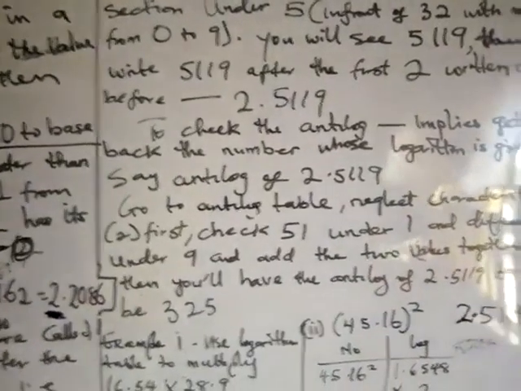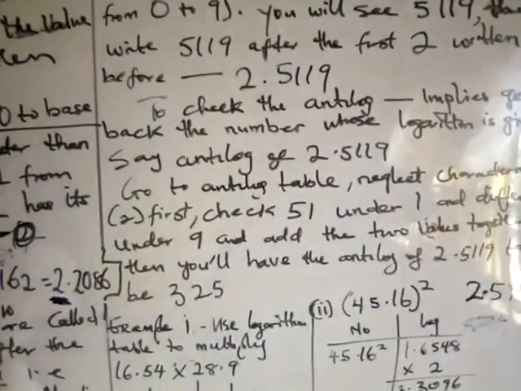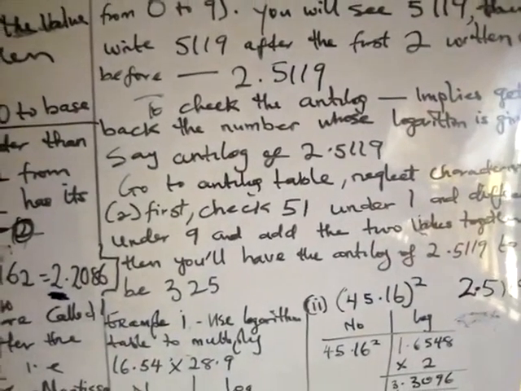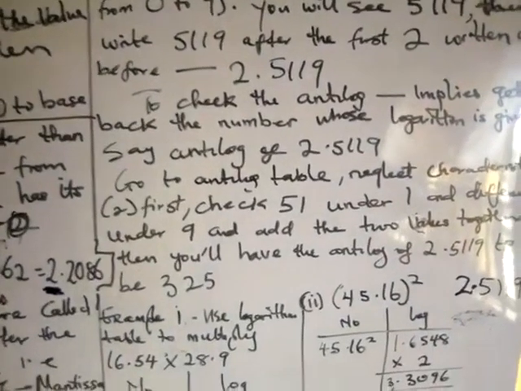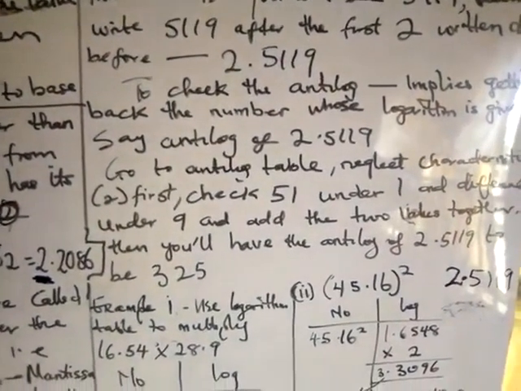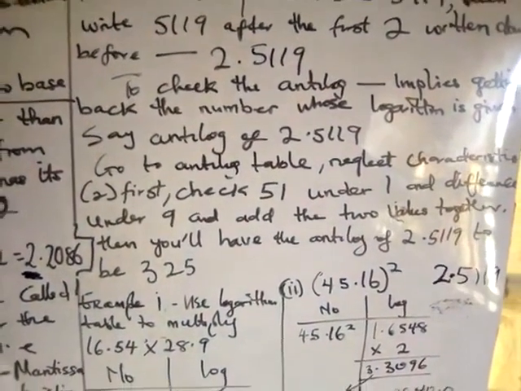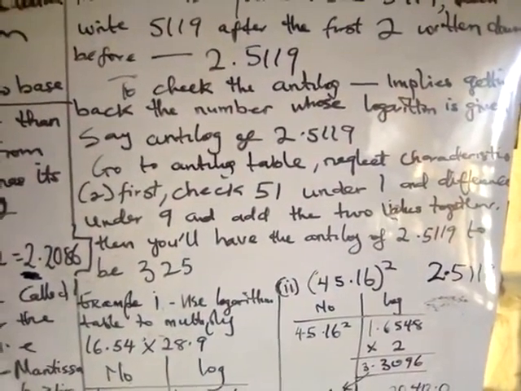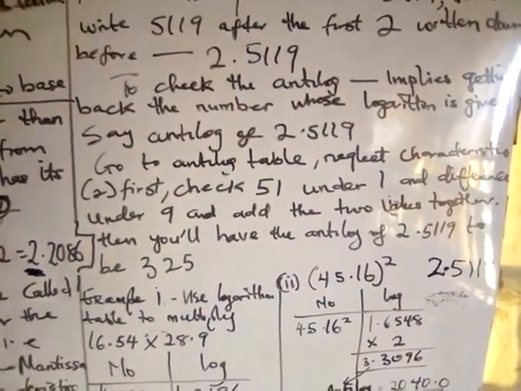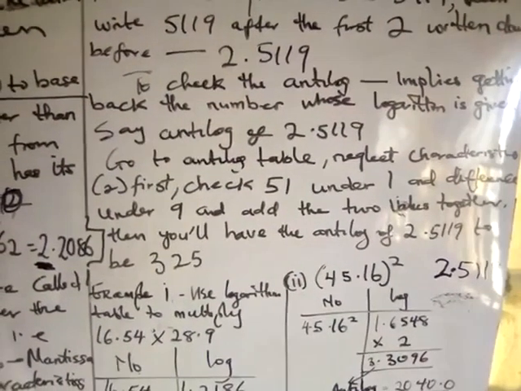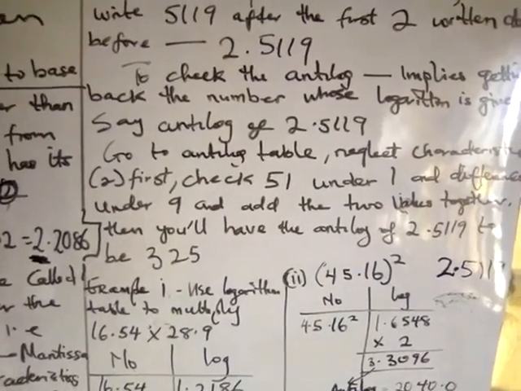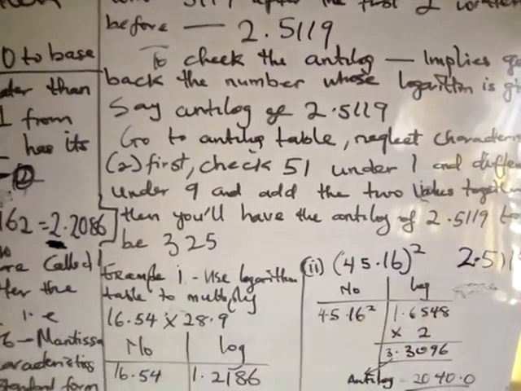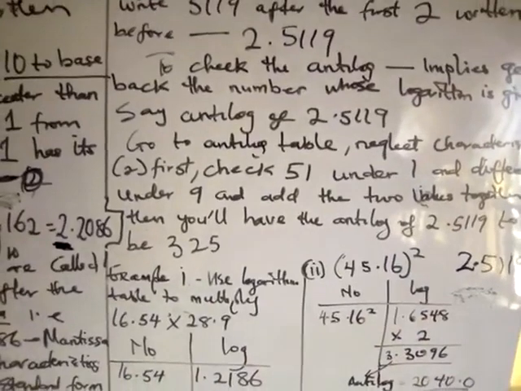That's the logarithm of what? The log of 325. The logarithm of 325 will give you 2.5119. Don't forget, it is in base 10. Don't forget that all these values are base 10. So we have that.